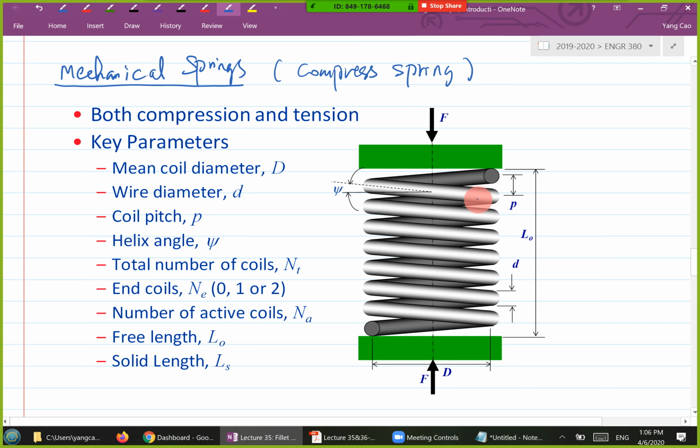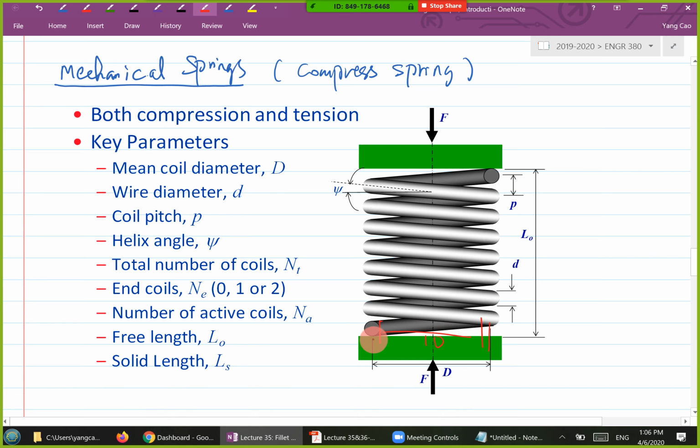I need you to go through all the parameters. You have to be very familiar with this. First one, the mean coil diameter, capital D. That refers to the diameter from the center of the wire to the center of the wire on the other end. So that's your mean coil diameter. There's another dimension called interior diameter. That's basically from here to here, not here, from here to here. So we call that ID, interior diameter. Wire diameter is just the diameter of the wire.